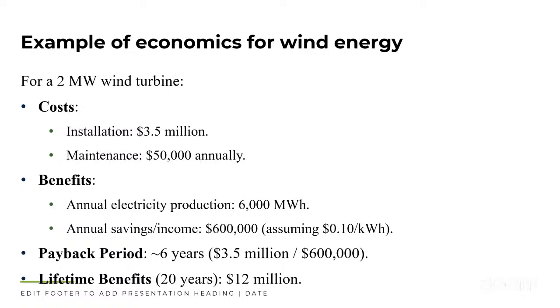So you actually recover your cost of installation and investment just after 6 years. And the lifetime benefit is around 12 million if you are going at a rate of $0.1 per kilowatt hour. But if you go for 0.05, you still have 6 million. You are very far away from what you have invested as benefit, maybe around 2 times.